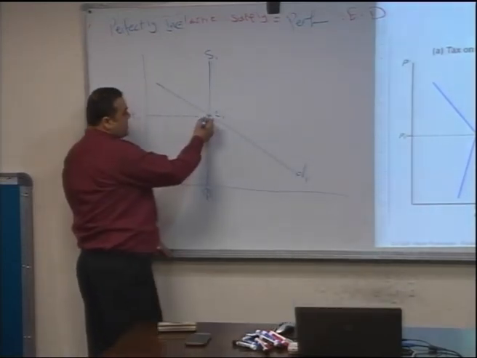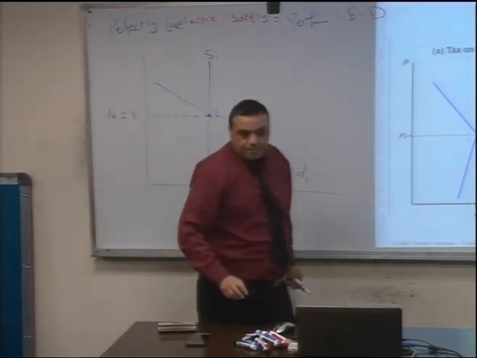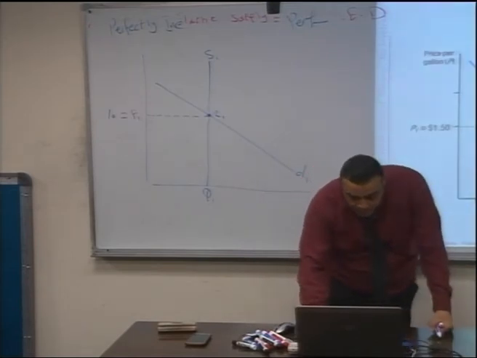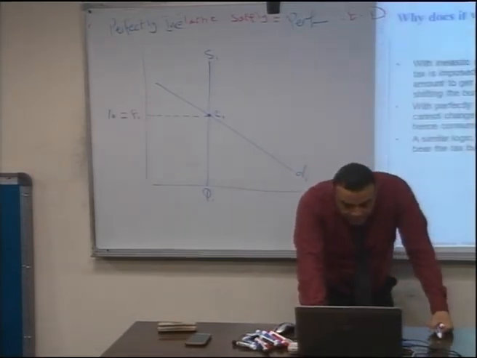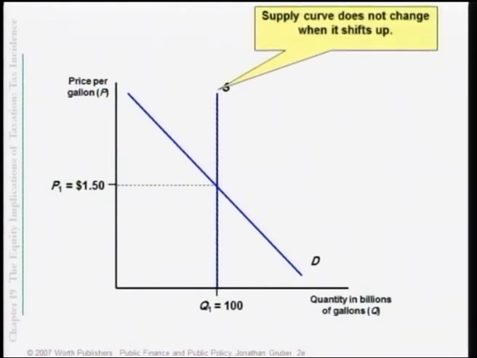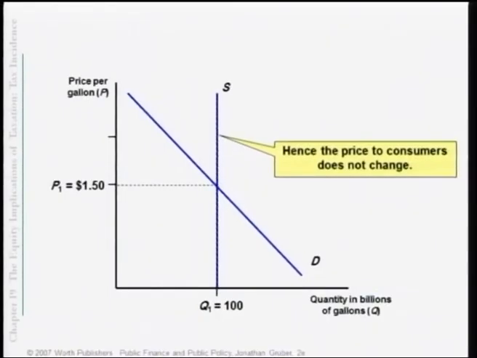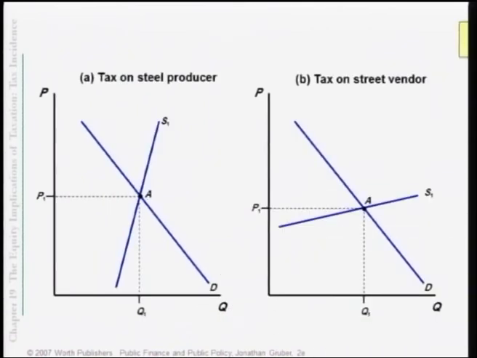وبالتالي بشيل كل التاكس بورد. هذا التاكس هيك تتحدد. اوكي تمام. هاي شايفين؟ Supply curve does not change when it shifts up. That's it. The same price. Hence the price to consumer does not change. تمام.